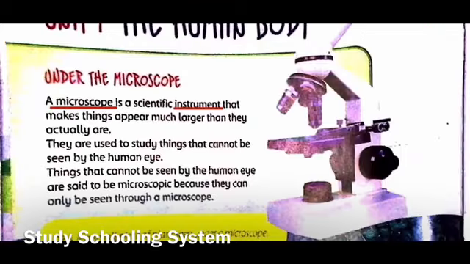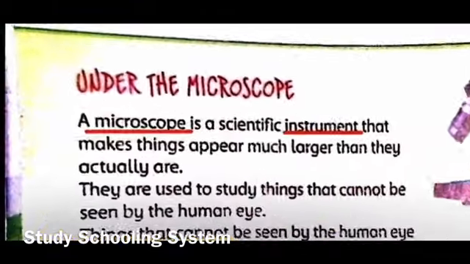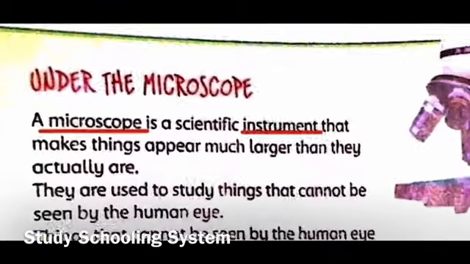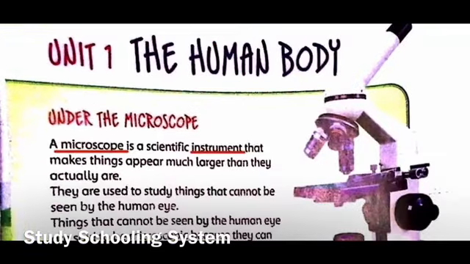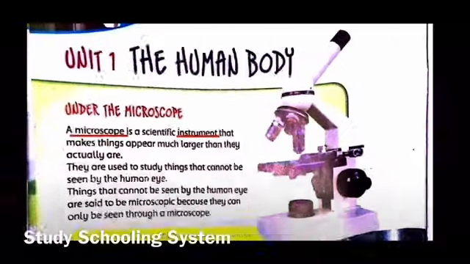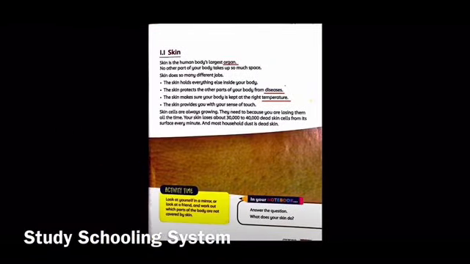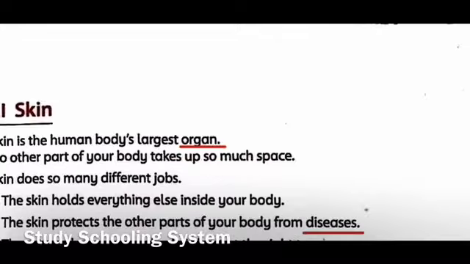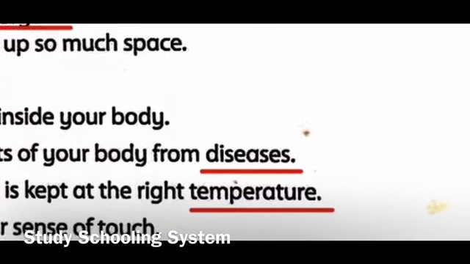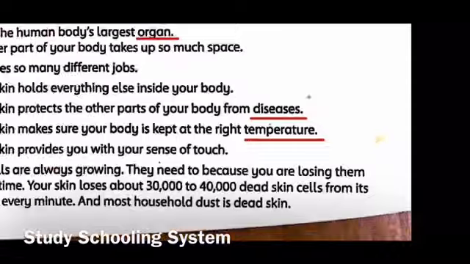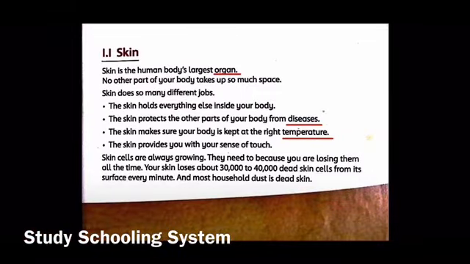Now students, another homework is that you have to write these hard words which I have underlined in red in your notebook, and you have to write each word 3 times, so you will learn the spellings and the words. The first word you will write in your notebook is microscope. The second is instrument. Their spellings are a bit difficult. Third is organ. Then you will write diseases and lastly temperature. These are 5 words and you will write each 3 times.